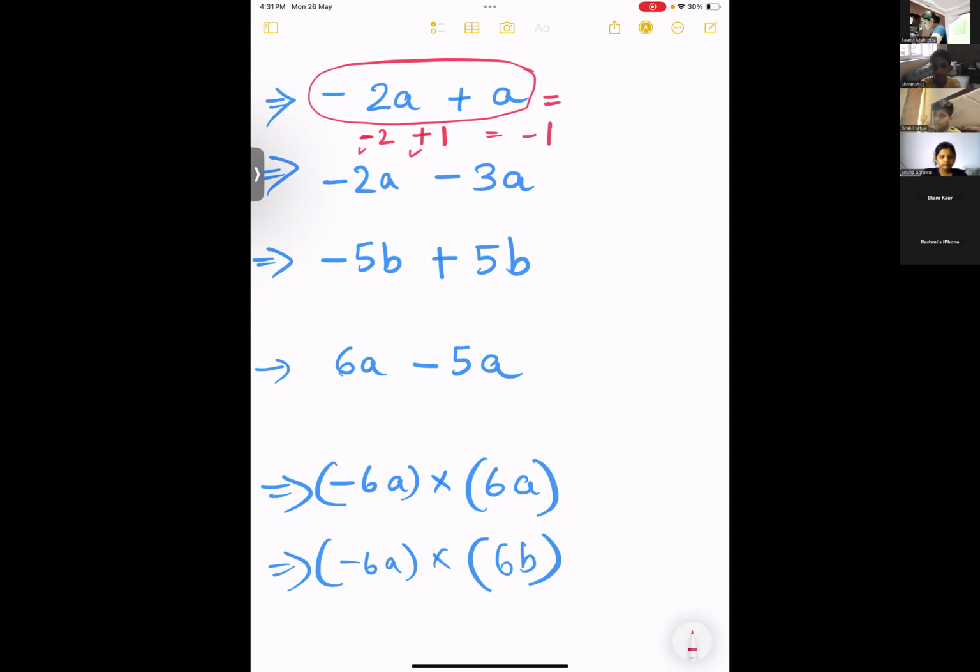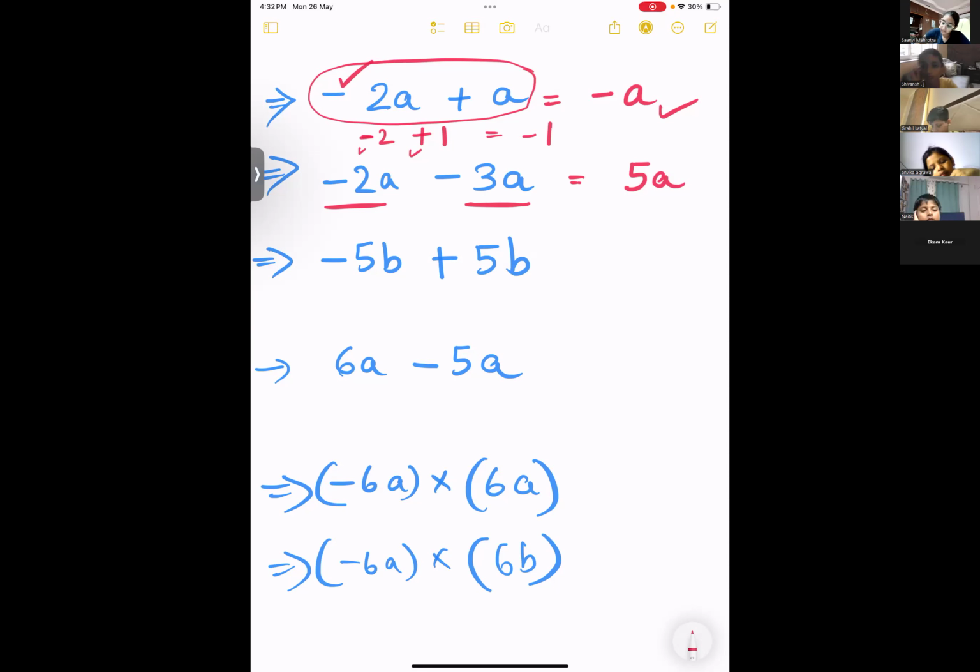So similarly, minus 2a plus a, for sure we have to subtract. So 2a minus a gives you a. And since this is negative, it becomes minus a. How many of you got minus a right? Okay. Now let's look at this one. Minus 2a minus 3a. Now we have two negative numbers. When you have both the numbers as minus, you have to add the numbers. So 3 and 2 becomes 5. So it is 5a. But since they were negative numbers, the sign is negative.